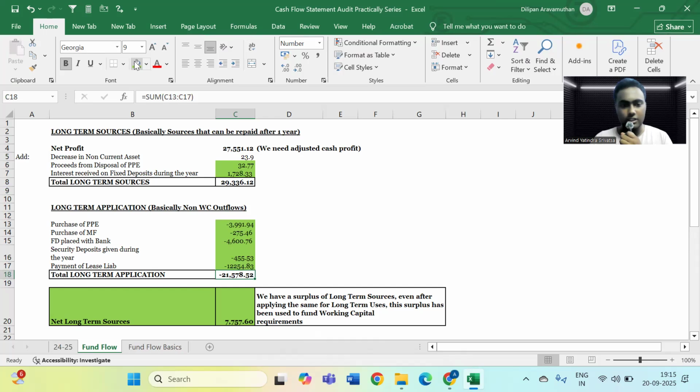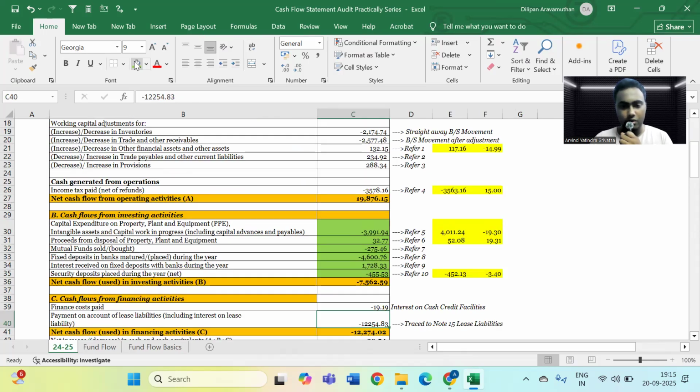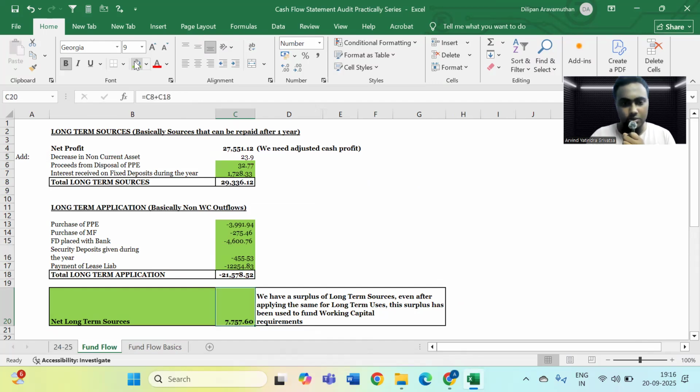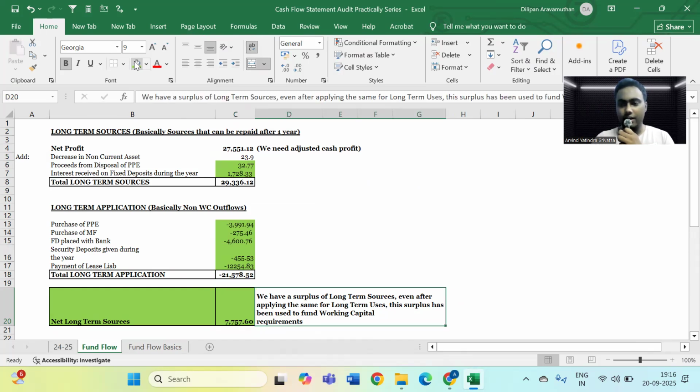So I arrive at my long-term application, guys. So these are the numbers which we have already greened out in our working. Next. So this is our net long-term sources. So if you see this, guys, we have an excess of long-term sources after our long-term uses. So as we had discussed earlier, when we have an excess of long-term sources over our long-term uses, we will use this surplus to meet our working capital deficit or our current asset, current liability deficit. That is how the trend has usually been, as we had discussed earlier and seen in our examples.